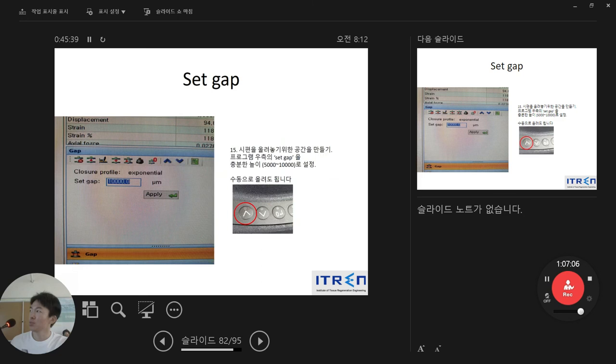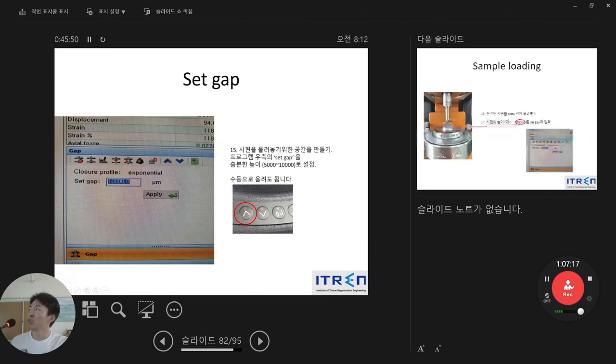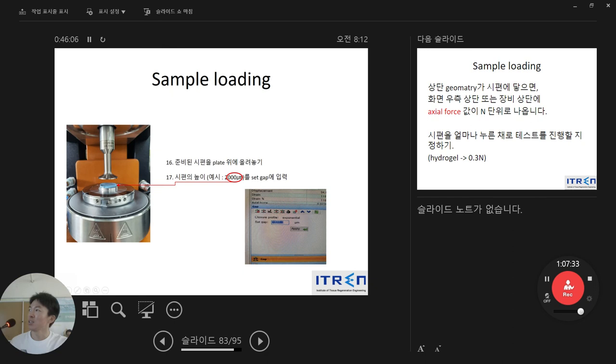And then this is after zero gap. Zero gap means this machine can know zero thickness. And now you have to load your gel. For loading the gel, you should click this one and go up, or you can determine the height using the software, 10 millimeter. So in the software you set it, and then you apply this gel.